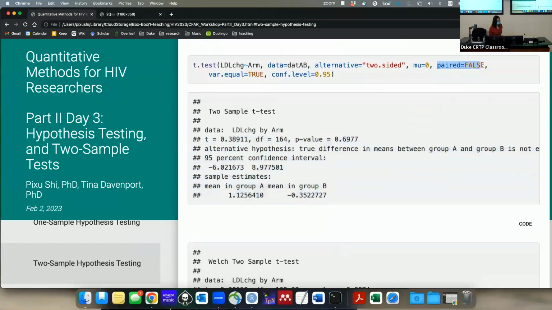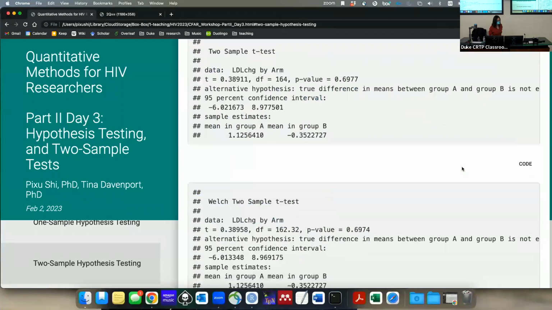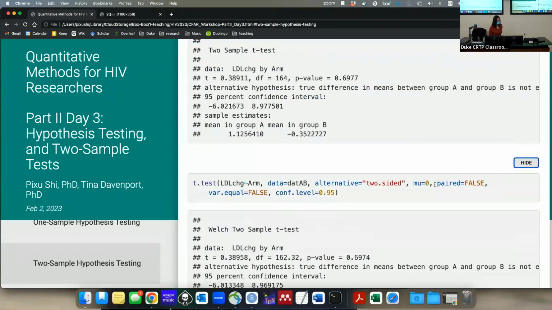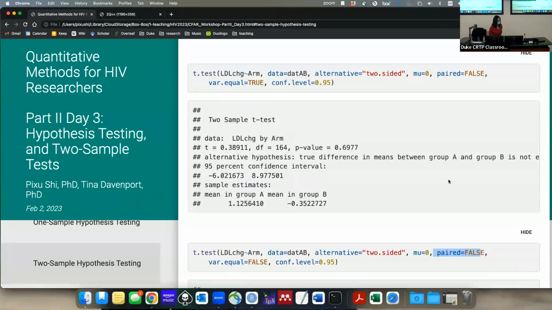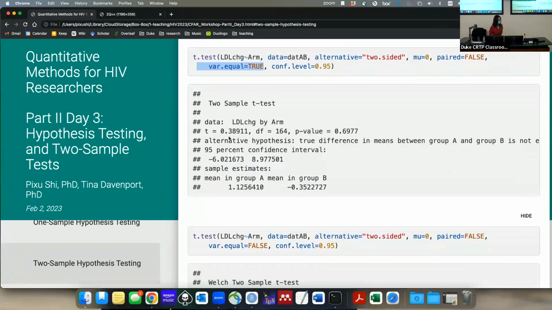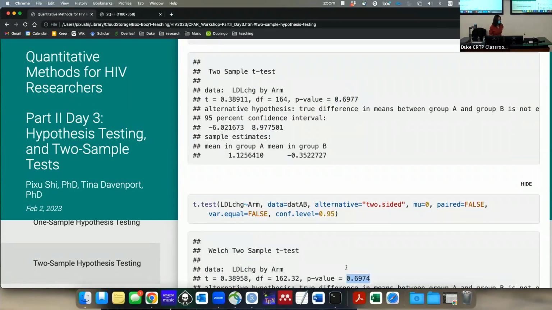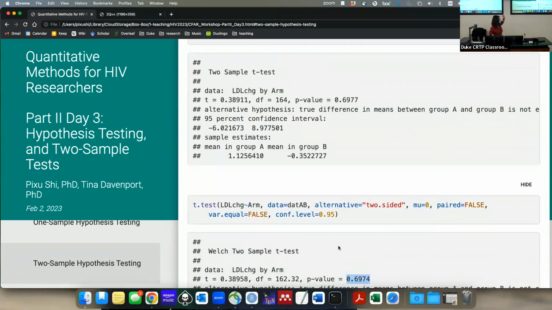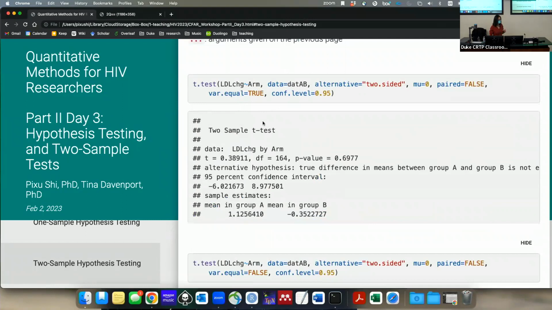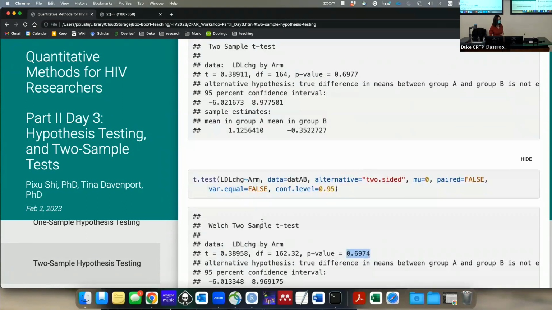So here, this is the unpaired test, and I can do this for the equal variance test and the unequal variance test. You will see their p-values are actually slightly different. It's not true that one is more powerful than the other; they just have different assumptions. The first one assumes your variance is equal. The second one assumes your variance is not equal.